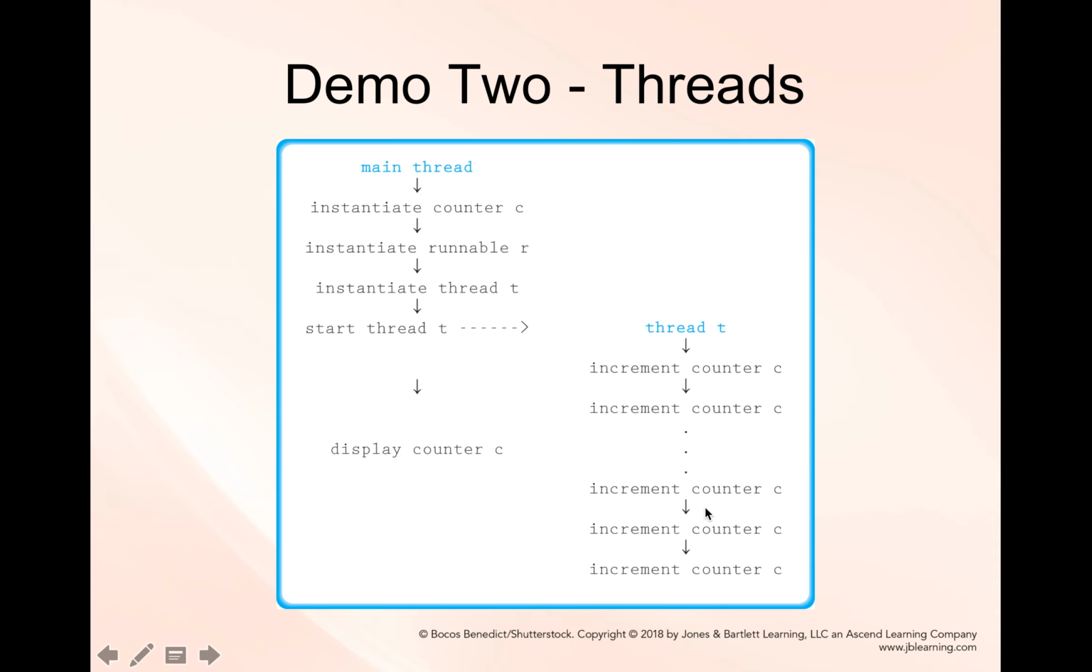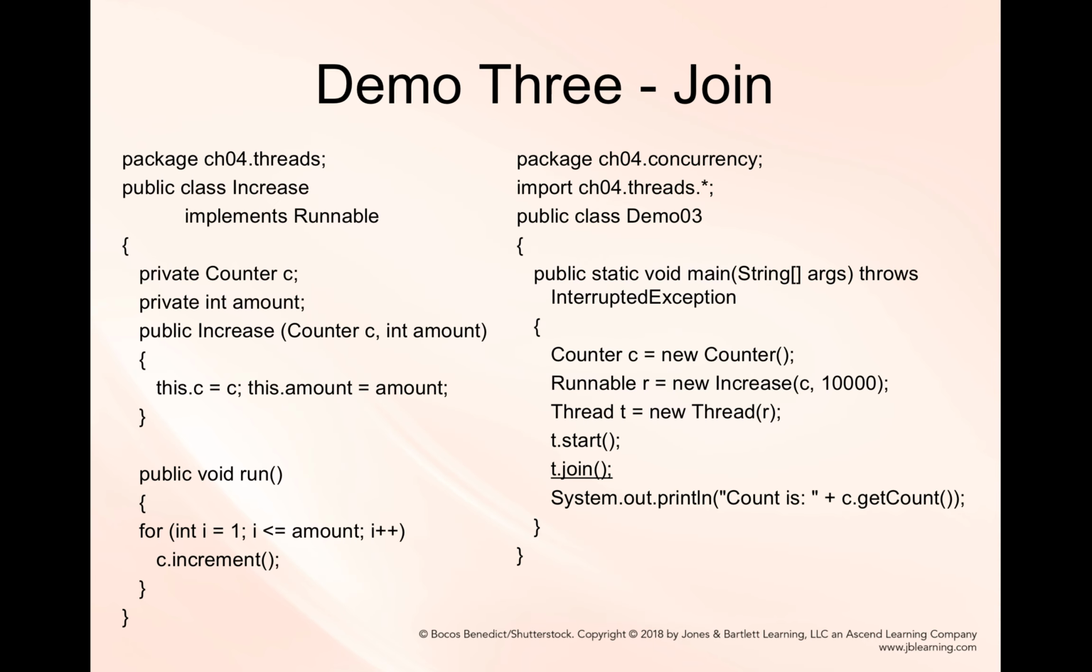Hopefully this explains why we get different counter values and why we now need the join statement. This is a very good example to explain the difference with or without join, right? So this is a wait statement.